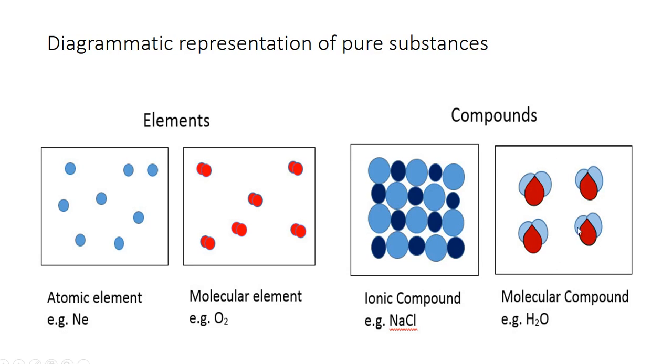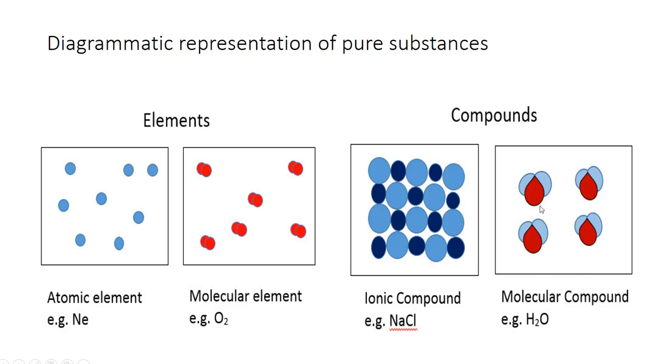While molecular compounds, most of the molecular compounds, are made of just single molecules. They are not connected like what we see in the ionic compounds. They are made of single molecules. That's why most molecular compounds have low boiling point or low melting point, because they do not have a structure like in the case of ionic compounds.